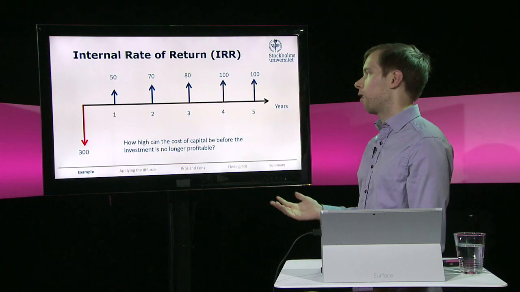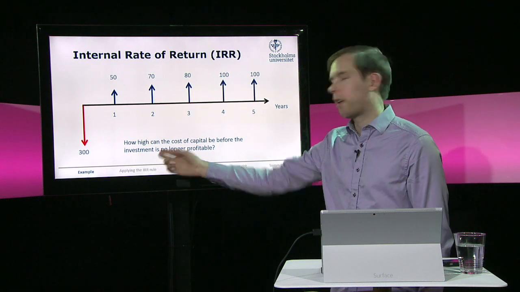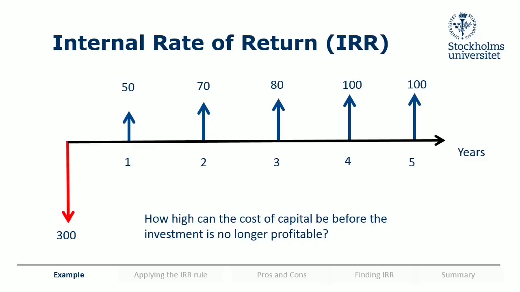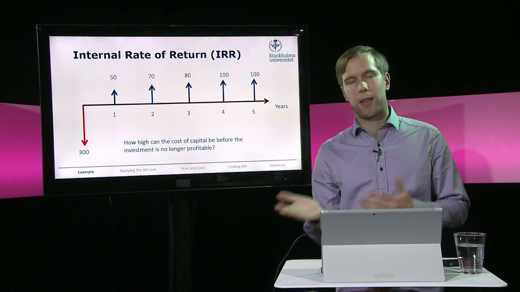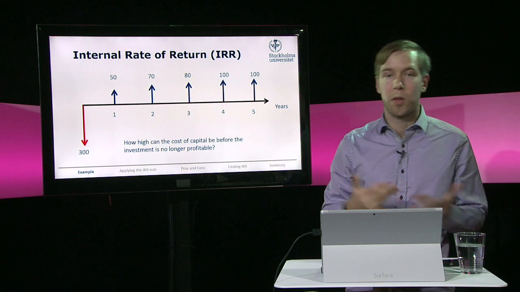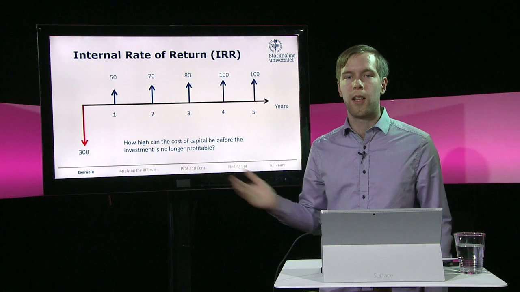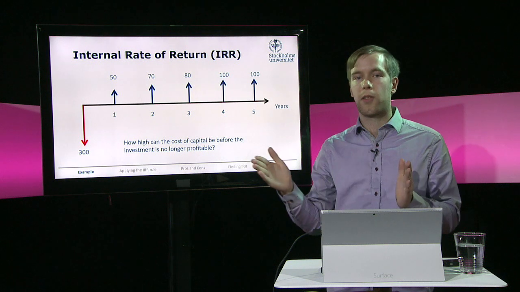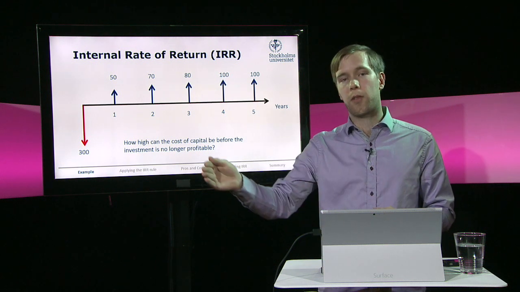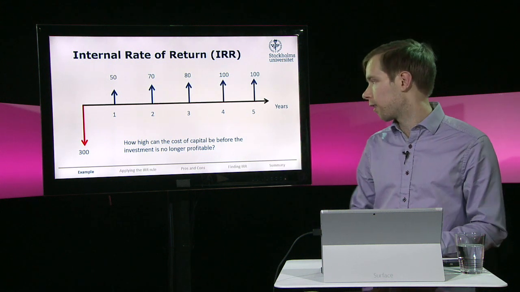Okay, so then you might want to ask another question. Here we have the same investment. How high could the cost of capital be before the investment is no longer profitable? I mean, that would be a reasonable question to ask. Maybe I think that my cost of capital is 7%, but I'm not really sure. Maybe it's actually 10% or maybe it's 4%. So there's a little bit of uncertainty. And then it could be good to know how high this cost of capital can be before my investment is no longer profitable. So let's say I had a range between 4 and 10%. If it's profitable up to 10%, it doesn't really matter what my cost of capital is. It's still profitable to do it, so then we should do it.